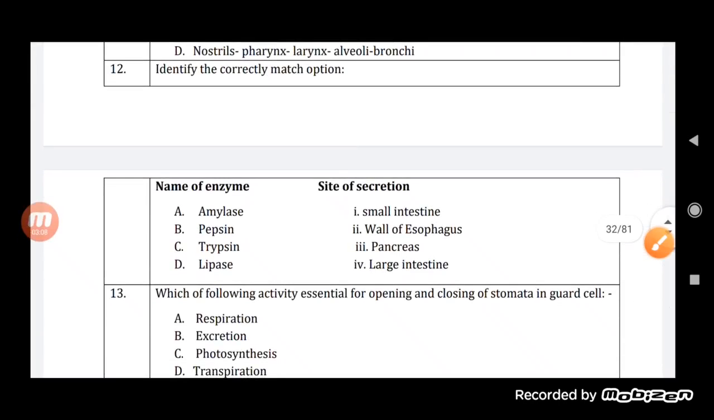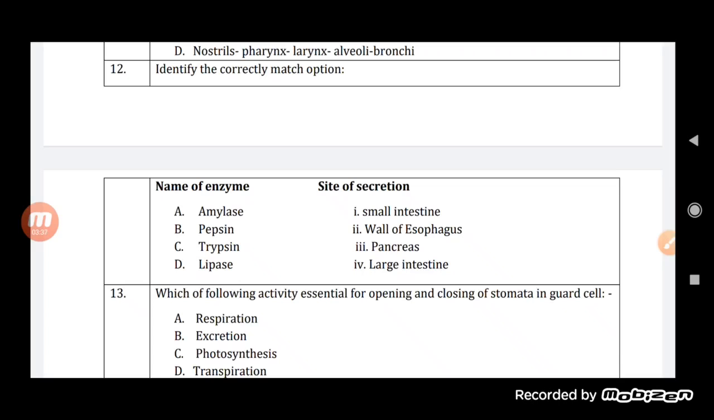Now identify the correctly matched option. Here some enzymes are given. The name of the enzyme is given and the site of secretion is also given. The first enzyme which is given is amylase. The second one is pepsin, then trypsin and then lipase.